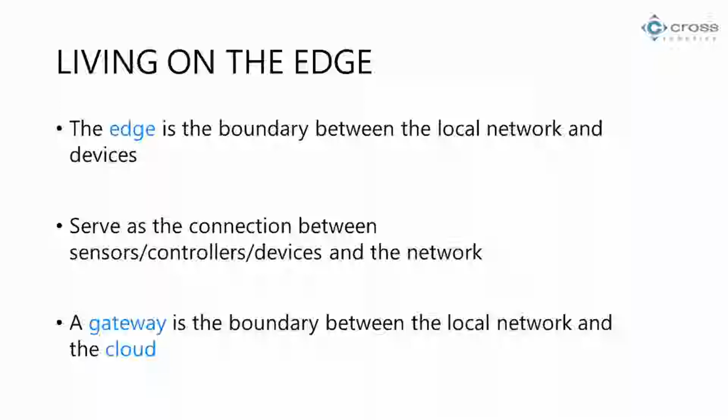If you think about a temperature sensor, that's an easy enough example. It is the very last thing on the fringes of your IoT network, right? It's not doing much more except for collecting data and transmitting it. It basically serves as the connection between your sensors, controllers, devices, and the network. You could also say it's the connection between your physical world and the cloud, basically, or your entire IoT system. A gateway is the boundary between your local network and the cloud.